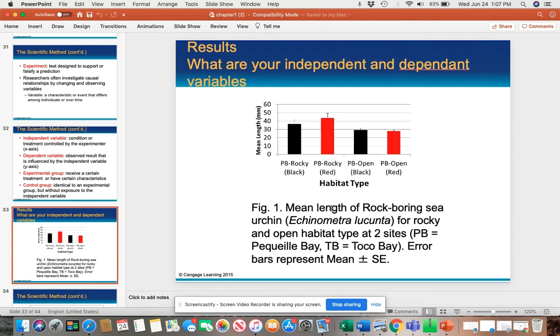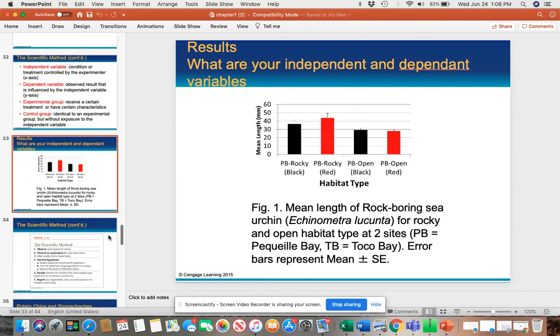We are actually looking at mean length of sea urchin, in this case, the species Echinometra lasanta. Here is your uppercase, lowercase. And we're looking at 2 habitats, rocky as well as open habitat. We're also looking at different sites, PB, Pikil Bay, TB, Toko Bay. So here, notice that your independent variable includes morphotypes and what's being measured, your mean length.